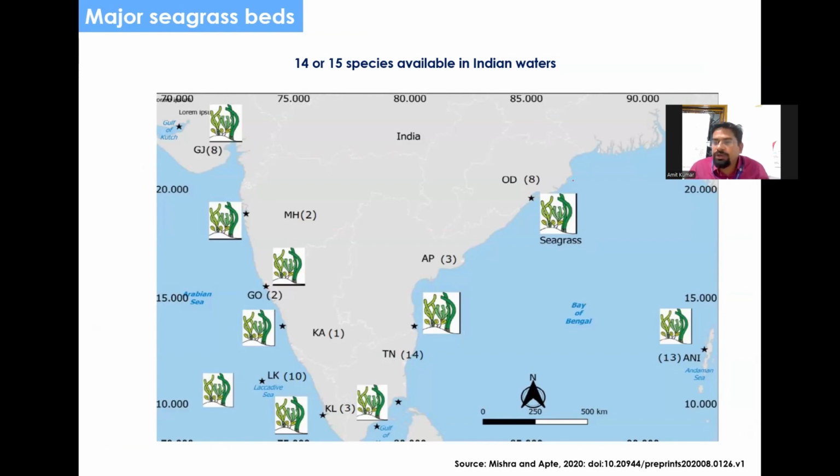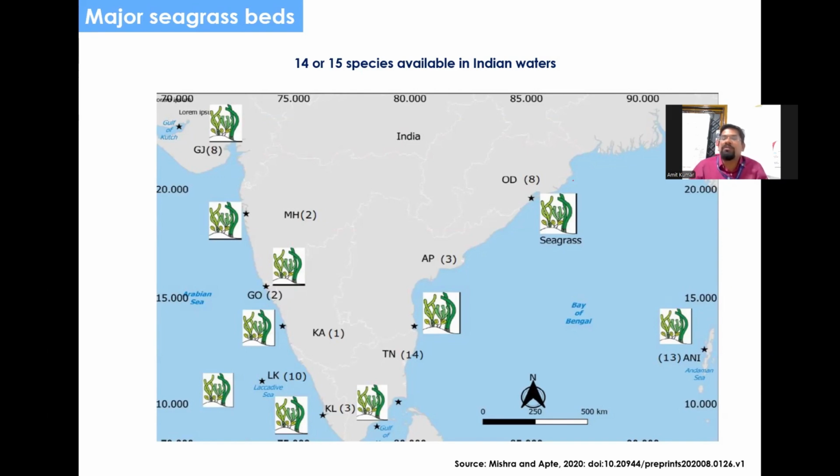For example, if we look into Tamil Nadu, in the Gulf of Mannar and the Palk Bay area, we have more or less 13-14 species of seagrasses, which is very rare across the world, because in most of the seas, hardly 2, 3, 4 species are available, except in some tropical countries and tropical waters in Africa and a few other locations. Most of the geographical locations where seagrass is present are dominated by a single or 2 or 3 species.